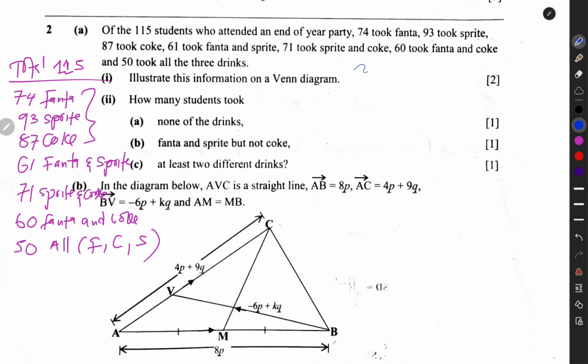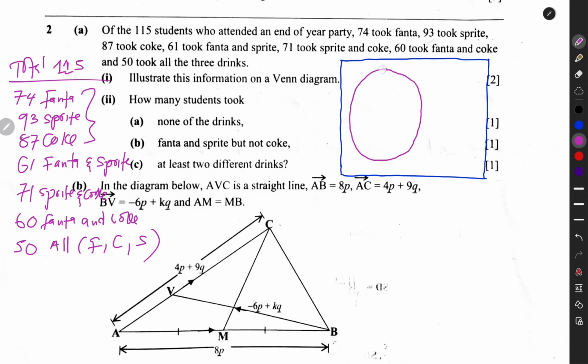For the Venn diagram, the first thing is to draw the rectangle, a big one, that can accommodate 3 sets, because here you have 3 sets: Sprite, Fanta, and of course Coke. Now, let us put the sets inside. For sets, you use circles, and you're going to put 3 circles joined like this.